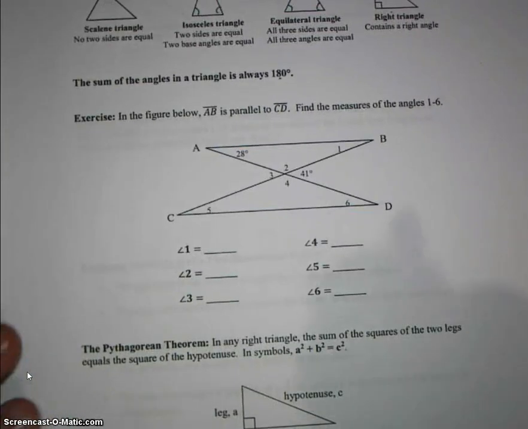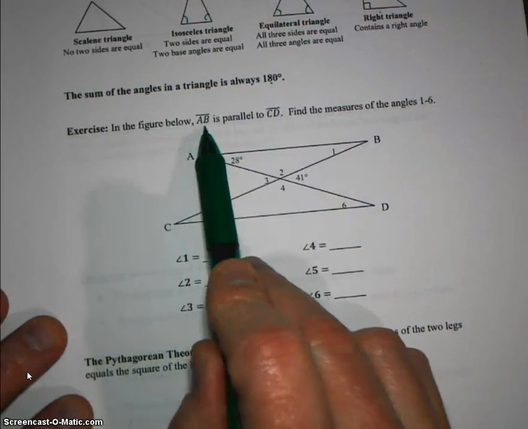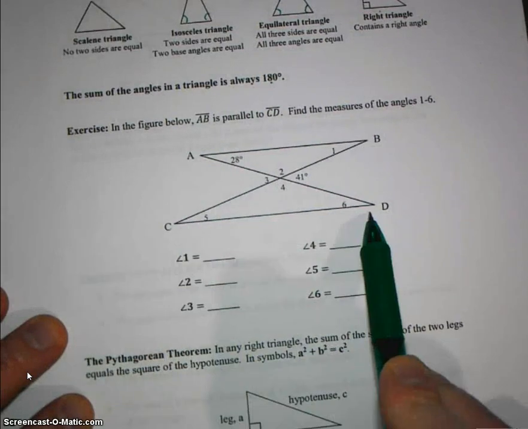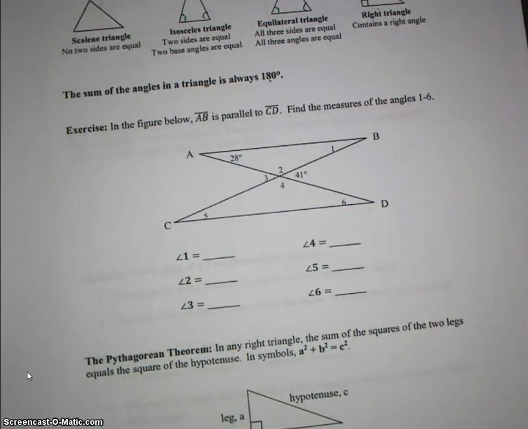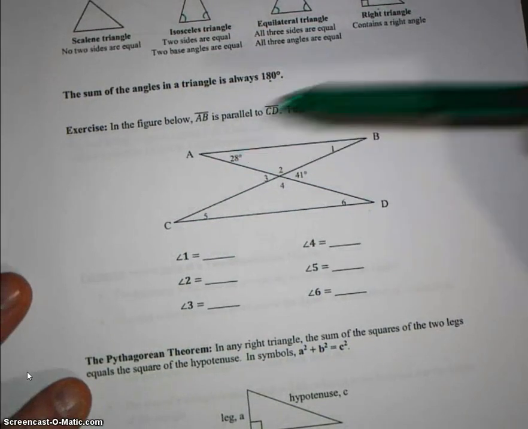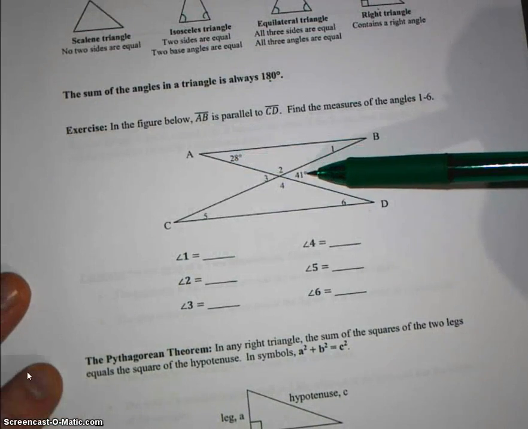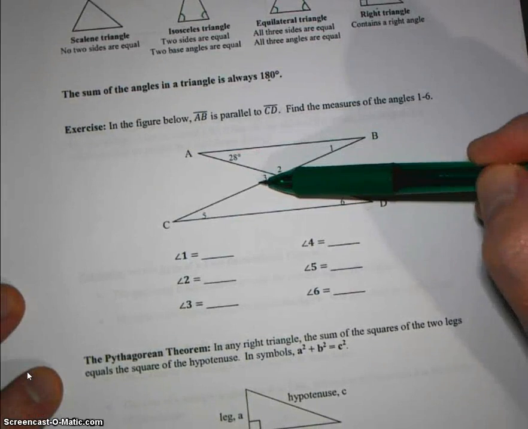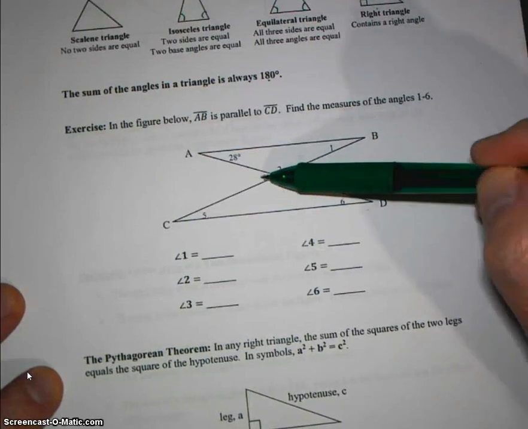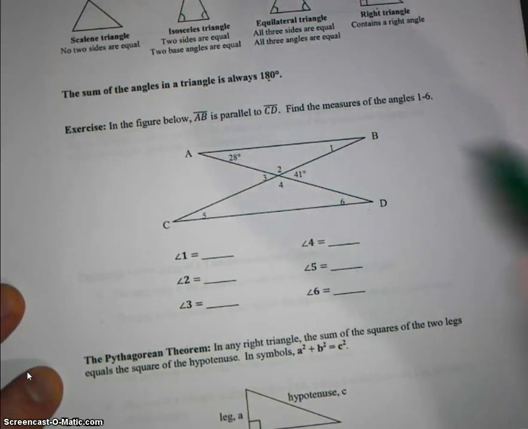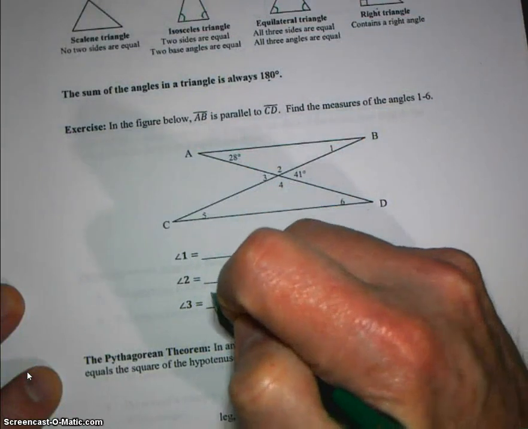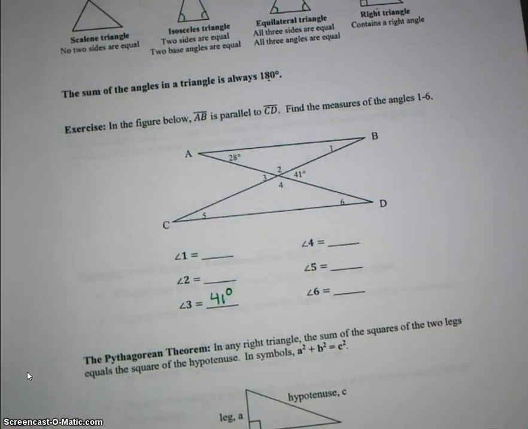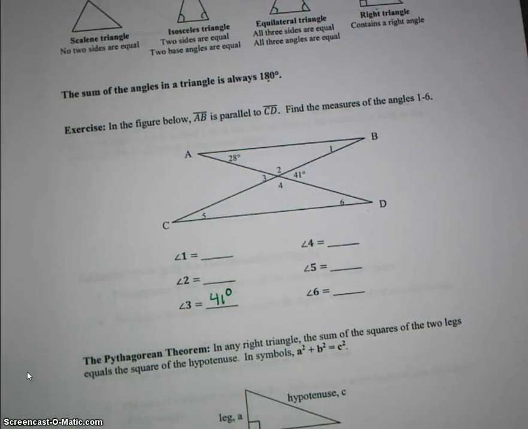Alright, so let's take a look at what we have here. In the figure below, AB is parallel to CD. Find all the angles. And it gave us a couple. This one's 28. This one's 41. So right away, I would know that angle 3 is also 41. That's a pair of vertical angles. Now, when we write our degree measure, make sure you put that degree symbol there. You really need that. This is 41 degrees. It's not just 41, it's 41 degrees.